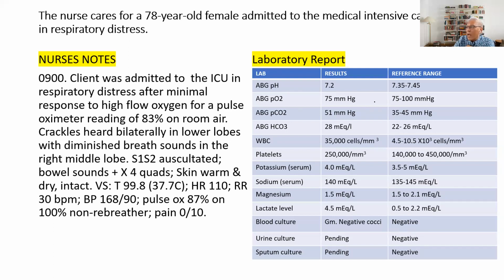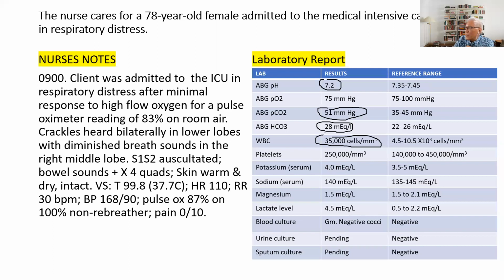So take a look at the laboratory results. And as you could see, there are some abnormalities over here. The ABG for one. And this one, 75, is okay, right? PCO2 of 51, this is also abnormal. This is also abnormal. And then, of course, this one is also abnormal.